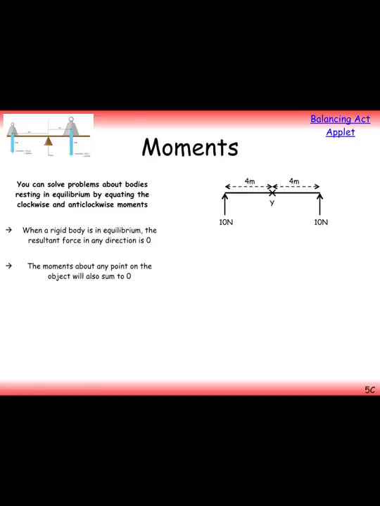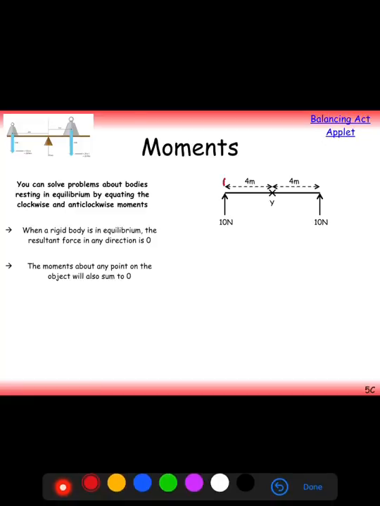If I have this plank over here and I want to find the moment of the force about y, I have two forces acting in this plank. The first one is 10 Newton, and if I want to push it with respect to y, it will be in a clockwise direction, while the second one, it will be in an anti-clockwise direction, and they are both away 4 meters from y. So let's find the sum of the moment acting about the point y.